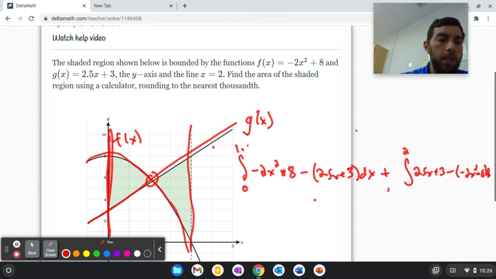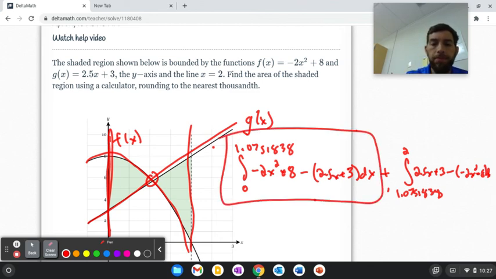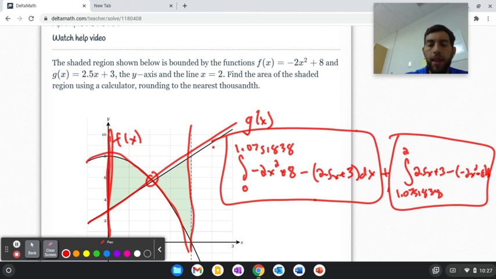So I would type all these in, 1.0751838. And then this one starts there. All right, and then I'm not going to finish the rest. I think you guys know the story by now. You're going to type this one in, get an area, plus type this one in, get an area, add them together, and then round to the nearest thousandth.